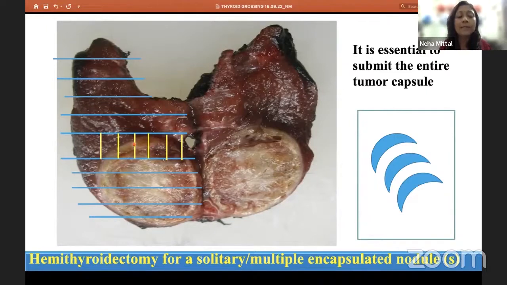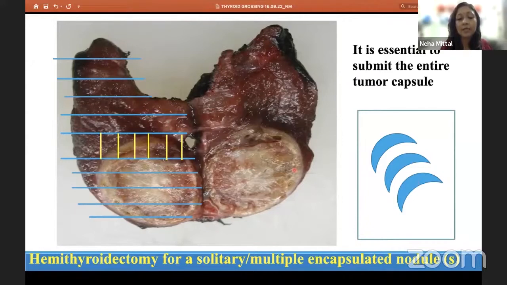This does not mean that each of these sections has to come on a single slide. I just want to show you a pictorial representation of how you can put different sections of the capsule. These are three different peripheral areas with the capsule and the surrounding thyroid. I put them on one slide like this, like a crescent moon. So multiple slices of the capsule can be put on one single slide, but do not fall short of sampling the entire tumor capsule.